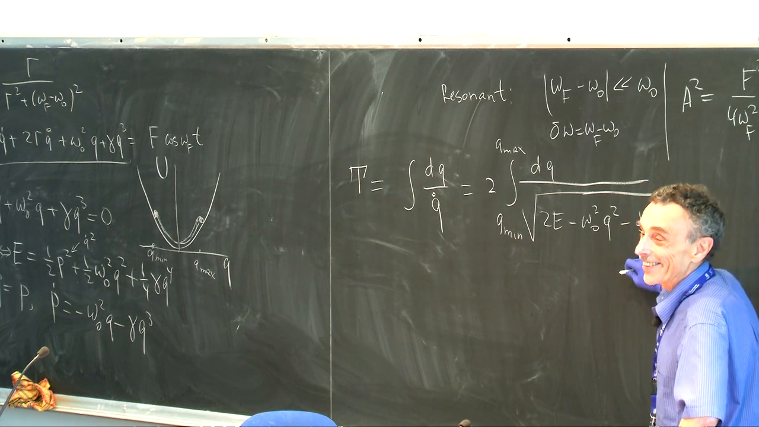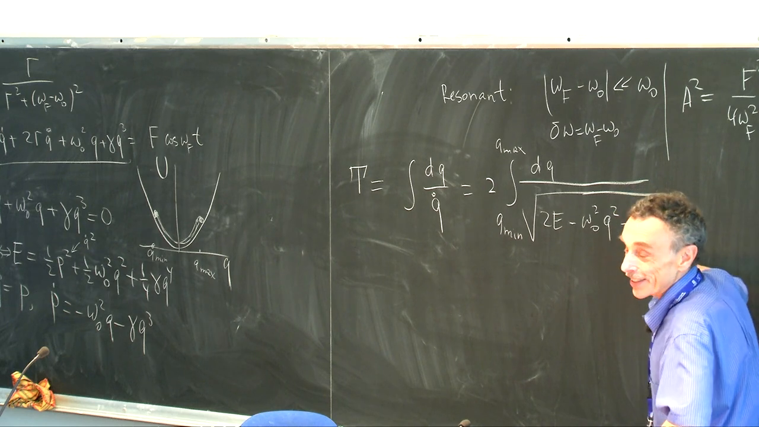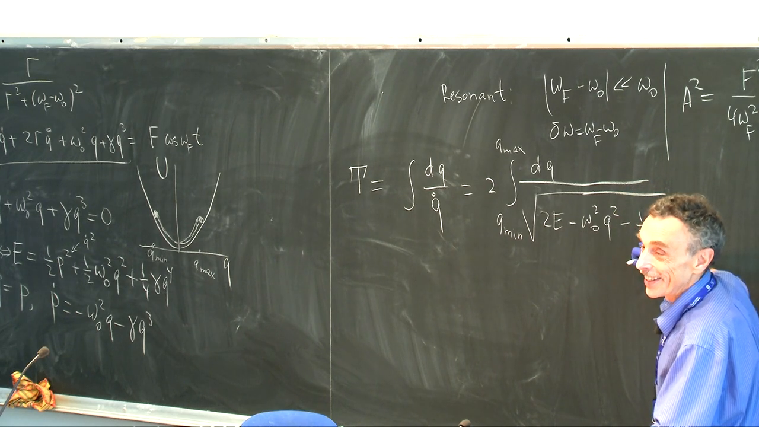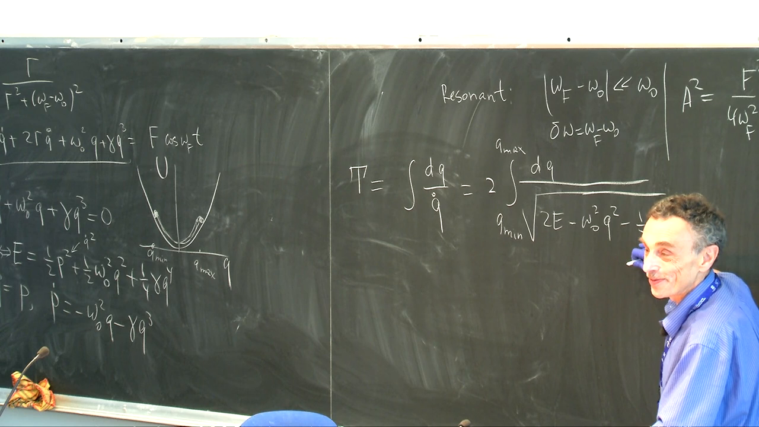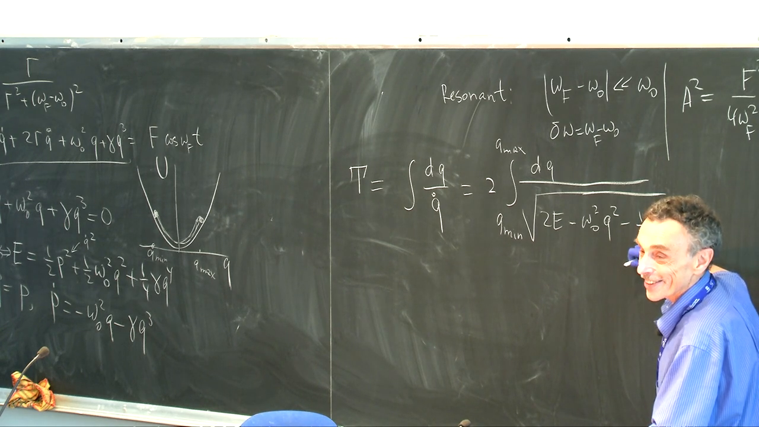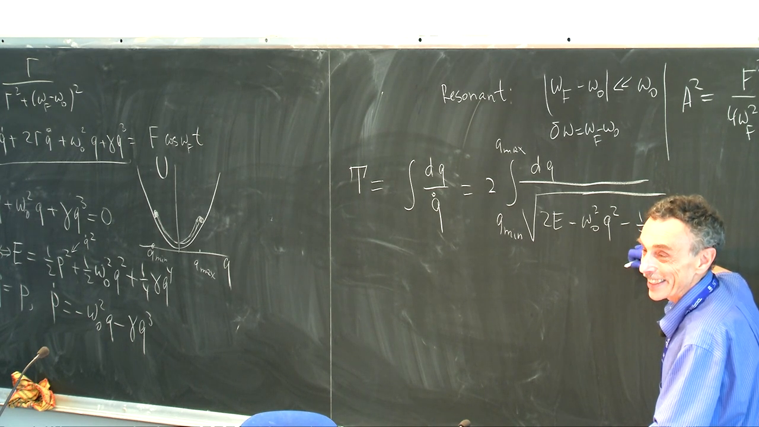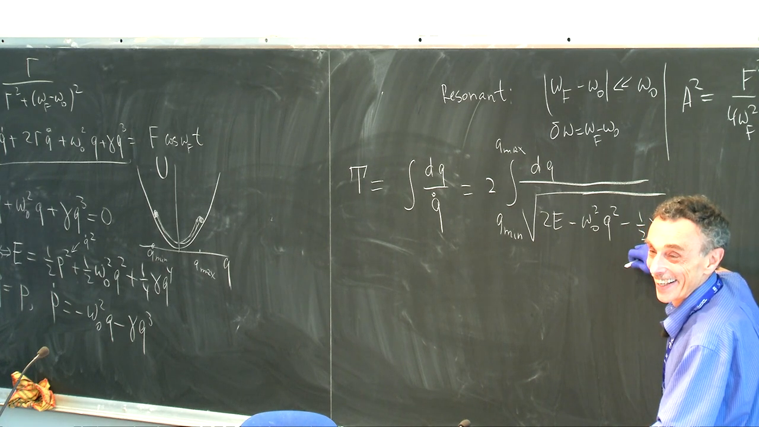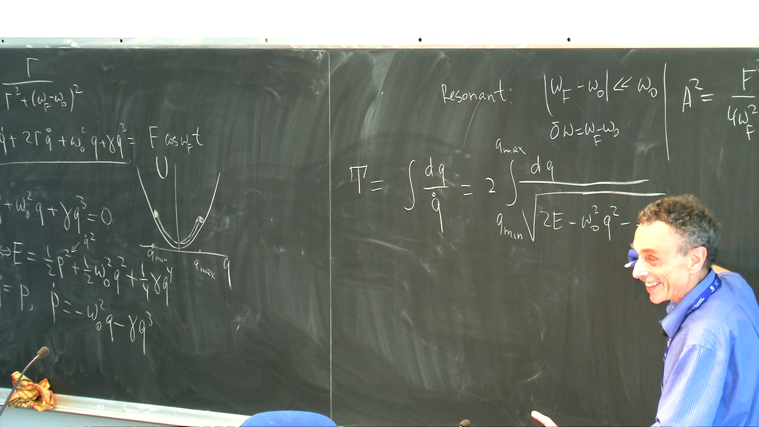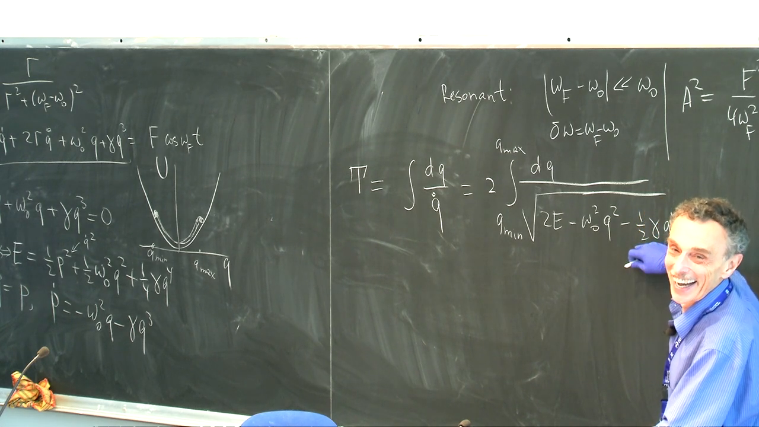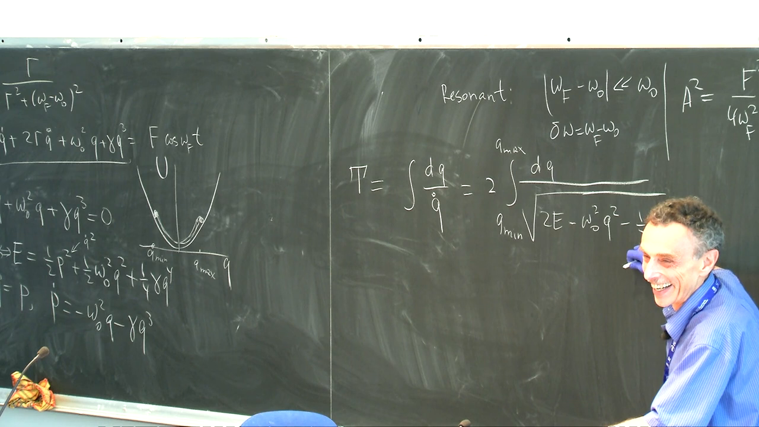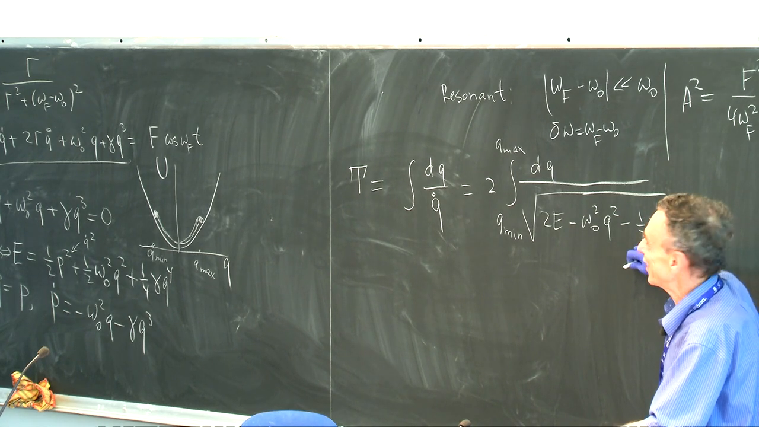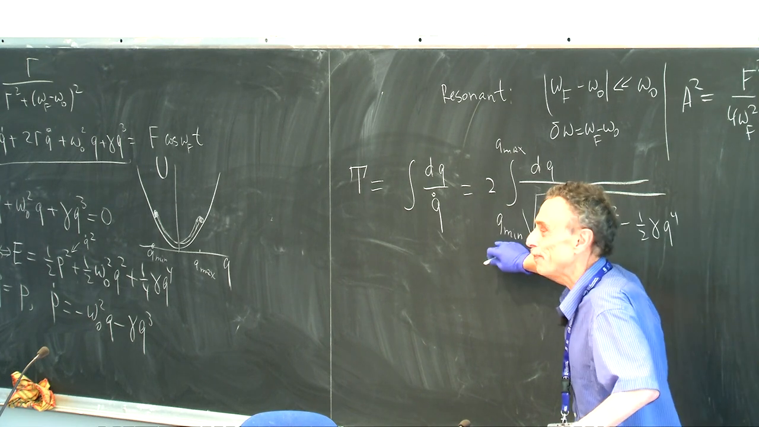Now here's my question for you. Suppose, as I said, my gamma is small, my nonlinearity is small. My nonlinearity parameter is gamma. Can I expand this function in gamma? Did anybody try? Just as it stands, the answer is yes, but I have to be smart. I have to do it carefully, because I have to be careful about these limits of integration.